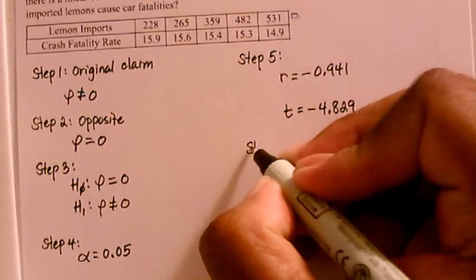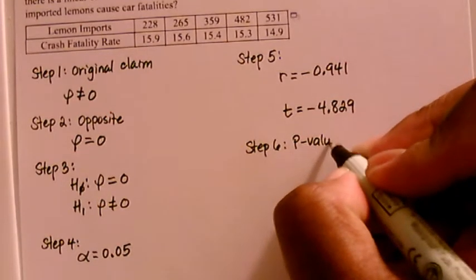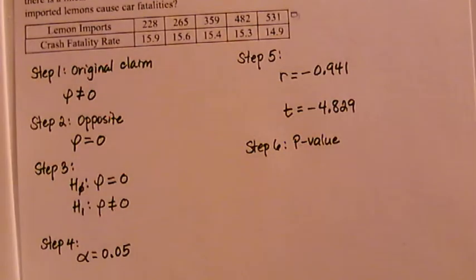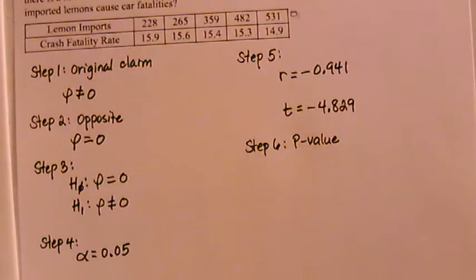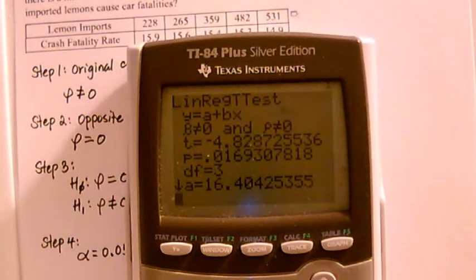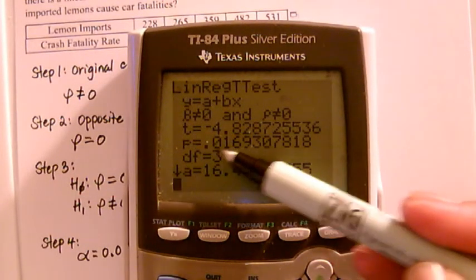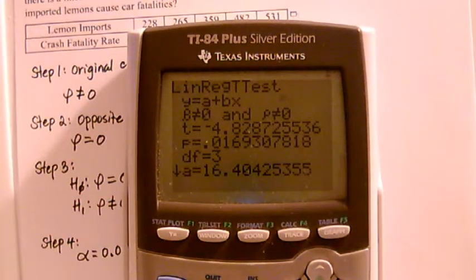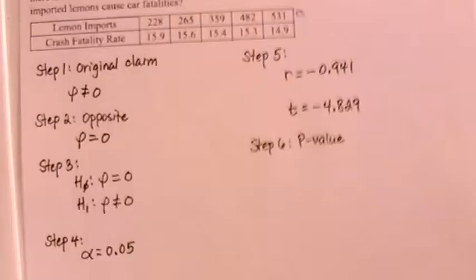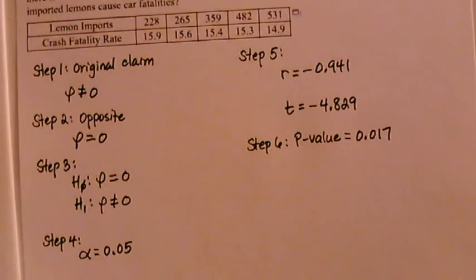Okay, step number 6. We're going to find the p-value, because the directions do say find the p-value. So in this case, I can show you where the p-value is located on the calculator. Right under the t is a lowercase p. That's your p-value. This decimal value is your p-value, which is, to 3 decimal places, 0.017. Okay, so that p-value is 0.017.